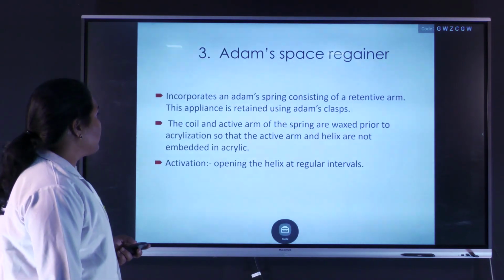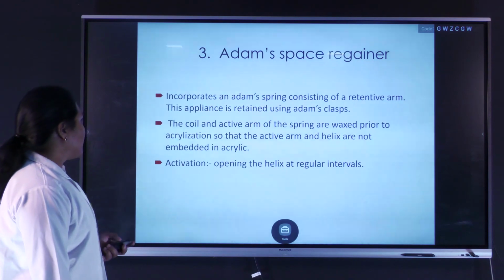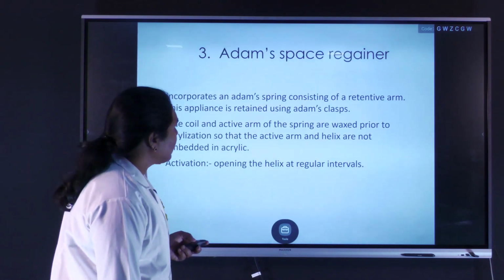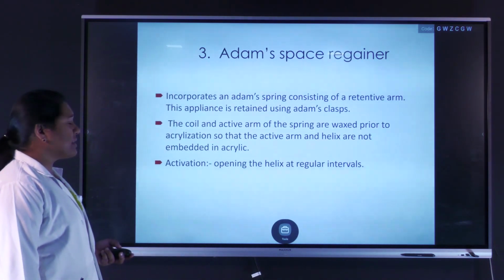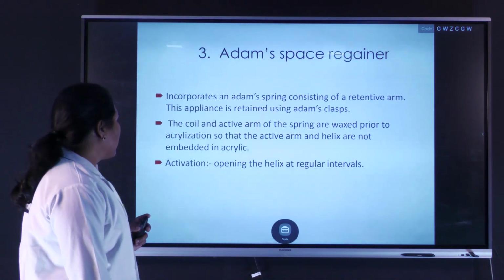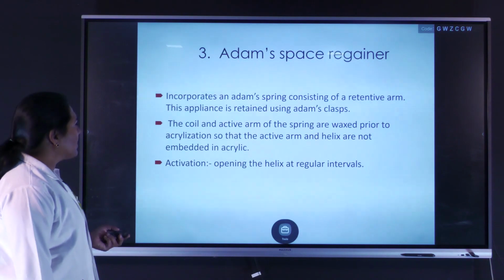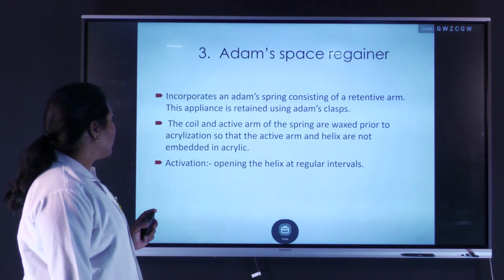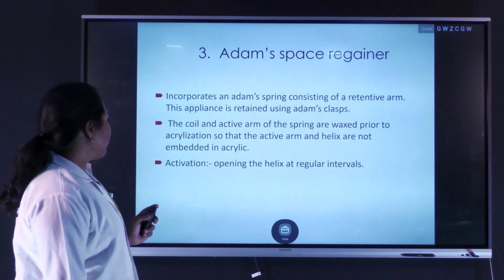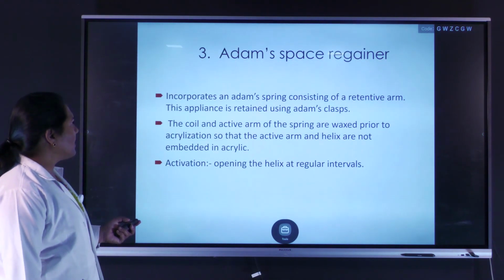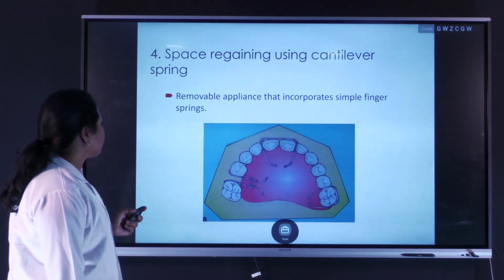Coming to Adams space regainer. It incorporates an Adams spring consisting of a retentive arm. This appliance is retained using Adams clasp. The coil and active arm of the spring are waxed prior to acrylization so that the active arm and the helix are not embedded in the acrylic. Activation is done by opening the helix at regular intervals.